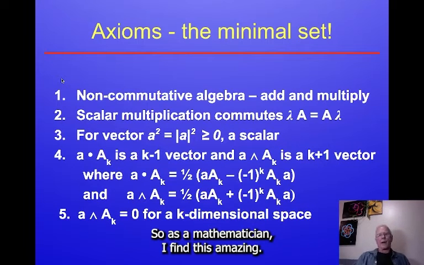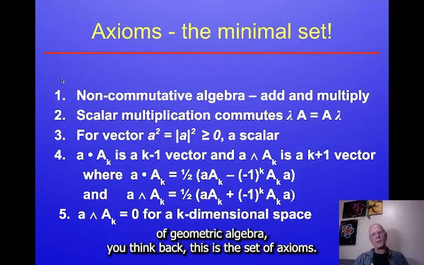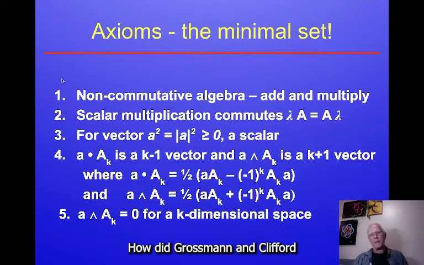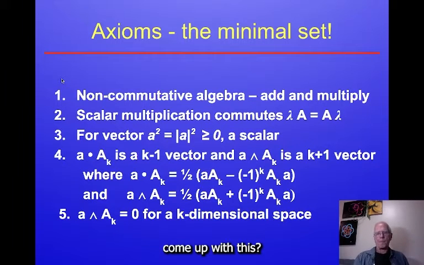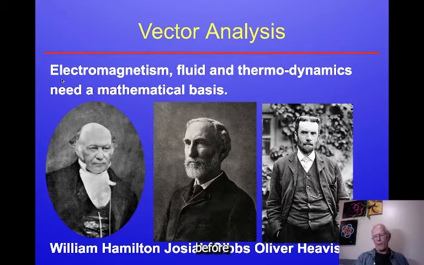So, as a mathematician, I find this amazing. As we get into the implications of geometric algebra, and you think back, this is the set of axioms, how did Grassmann and Clifford come up with this? So a little diversion into history.